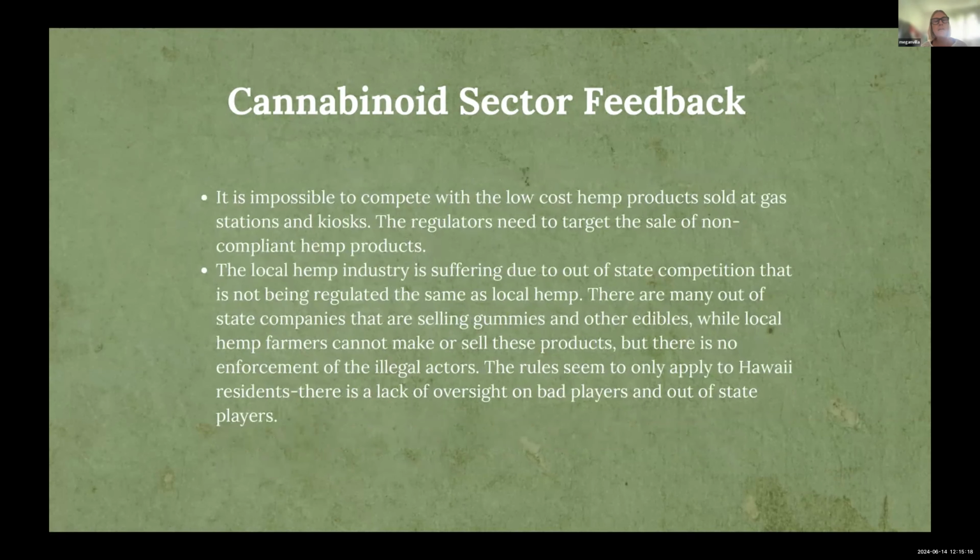Another thing that a lot of them were saying is that it's impossible to compete with the low-cost hemp products sold at gas stations and kiosks. The regulators need to target the sale of non-compliant hemp products. The local hemp industry is suffering due to out-of-state competition that's not being regulated the same as local hemp. There are many out-of-state companies that are selling gummies and other edibles, while local hemp farmers cannot make or sell these products. But there's no enforcement of the illegal actors. The rules seem to only apply to Hawaii residents, and there's a lack of oversight on the bad players and out-of-state players.